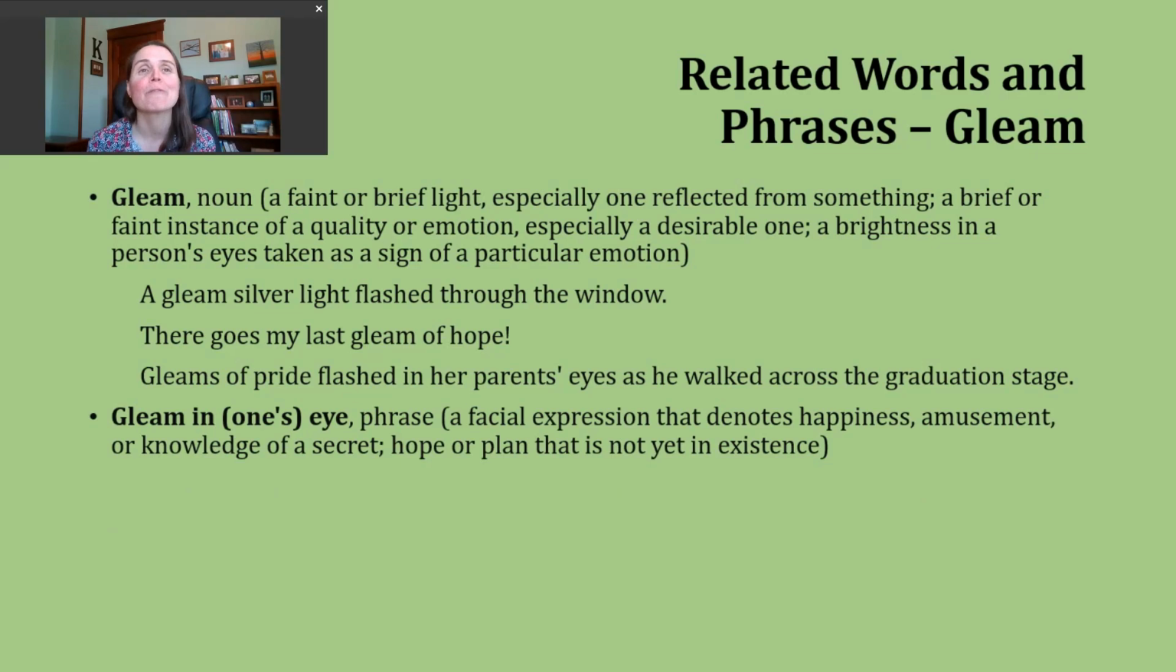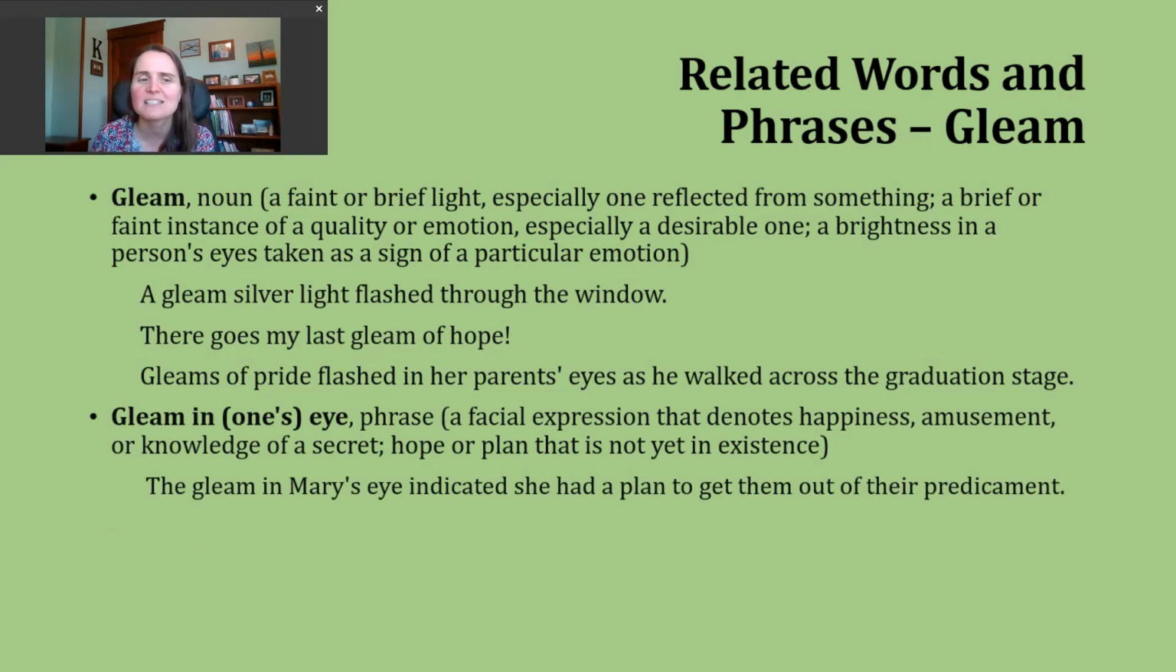This brings us to a phrase you might encounter, to be a gleam in one's eye. Okay. This phrase can actually be used two different ways. One is to refer to some type of facial expression that is noting some happiness, maybe amusement, or perhaps even some knowledge of a secret. An example of this, the gleam in Mary's eye indicated she had a plan to get them out of their predicament. Here, this might be that secret kind of thing, but there's some sort of spark or something about her eyes indicating that the wheels are spinning, we might say.